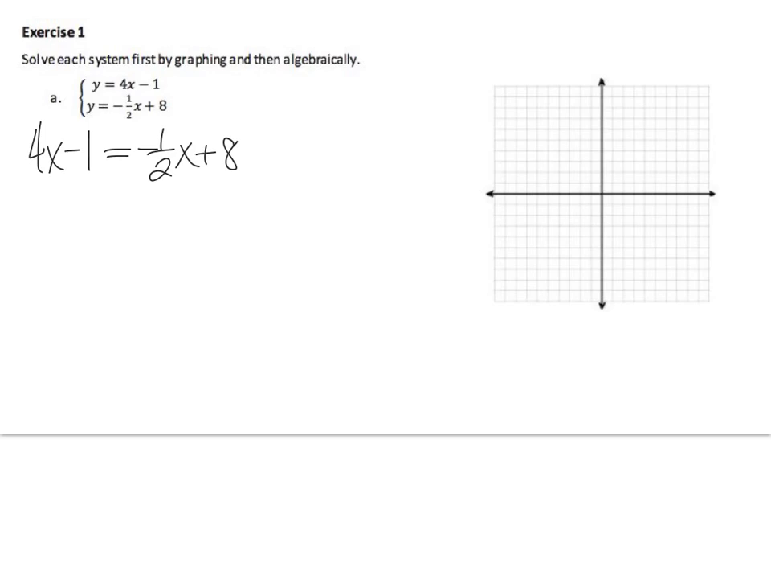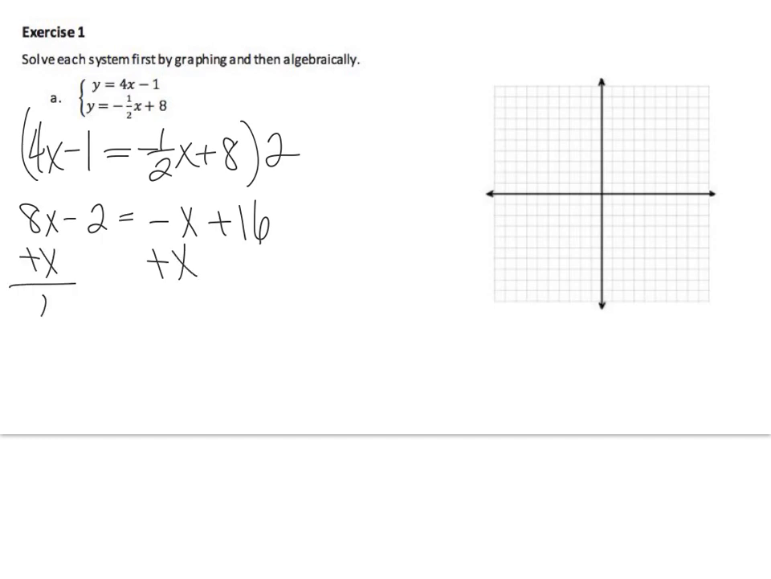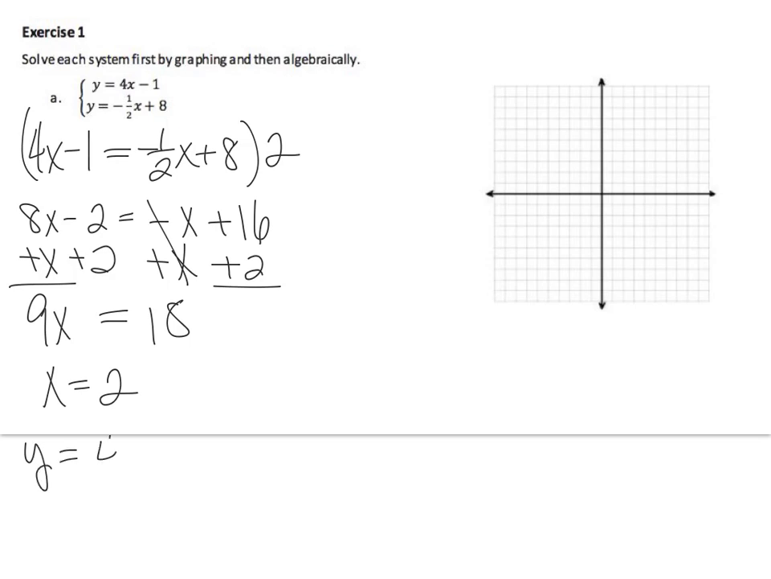First of all, I don't like fractions. I'm going to multiply everything by 2 and get rid of that. And now add x. I also don't like negative variables, right? Add 2. So x equals 2. Plug it back into either equation. I'm going to pick the one without the fraction. y equals 4, instead of x, I'm going to write 2, minus 1. So 8 minus 1 equals 7.